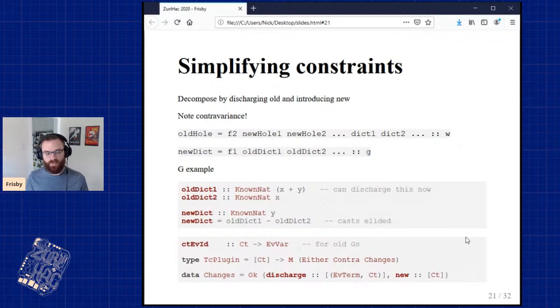But that's the basic idea: you're replacing old, more complicated constraints with newer, simpler constraints, but you have to create evidence in order to do so. That's what I mean by simplify. You go from an old constraint to a new constraint that is somehow more canonical or more fundamental or closer to being solved.